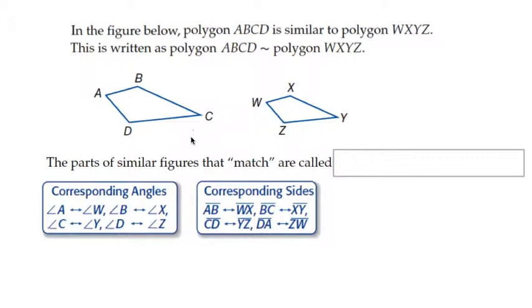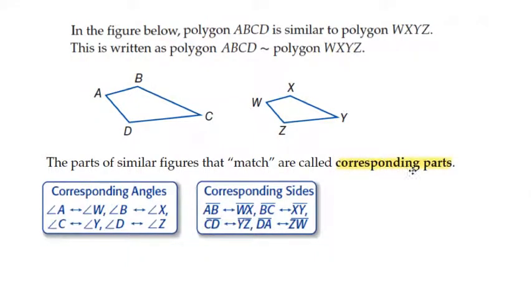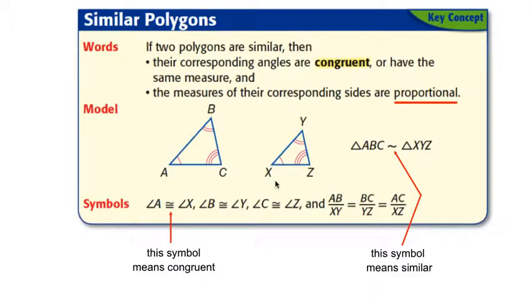So when we have similar figures, then their parts are also similar. And what happens is their angles are congruent. So the parts of similar figures that match are called corresponding parts. And the corresponding angles are equal in measure, and the corresponding sides are similar. So what does that mean? Well, when we have similar polygons, the angles are congruent, means they're the exact same measure, but the corresponding sides are proportional. So now you can see kind of where we're going with this.